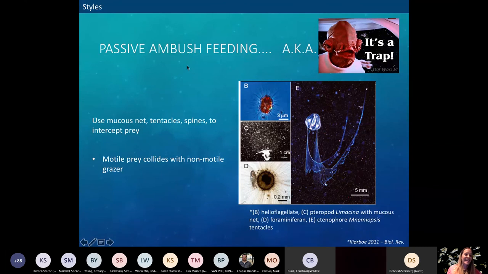Also known as a trap, these use a trap system, things like mucus nets, tentacles, and spines to intercept prey. I like this picture of the ctenophore with its long tentacles, and that's similar to Mark Ohman's picture that he showed yesterday, where they sit in the water column, deploy these intricate systems of tentacles, and wait for prey to collide with those tentacles. So that's the passive ambush style. This also occurs in foraminiferans, some pteropods, and heliozoans, as shown here.